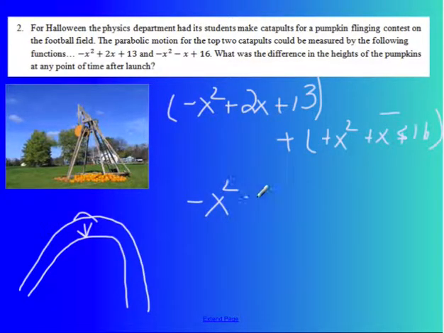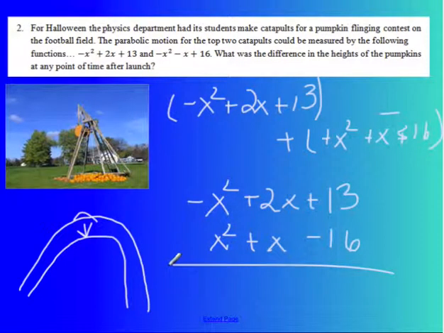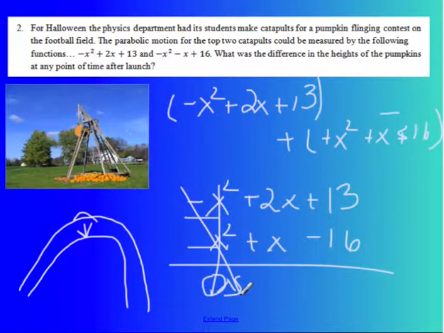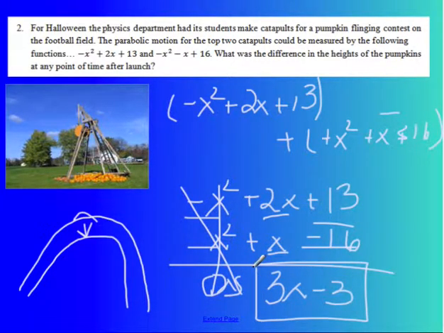So we have negative x squared plus 2x plus 13. And then I have x squared plus x minus 16. Now my columns are lined up, so I can go ahead and just add down the columns. Negative x squared plus x squared is just going to be 0x squared, so that really just cancels out. 2x plus x is 3x. 13 minus 16 is negative 3. So 3x minus 3 represents the difference between the 2 catapults.